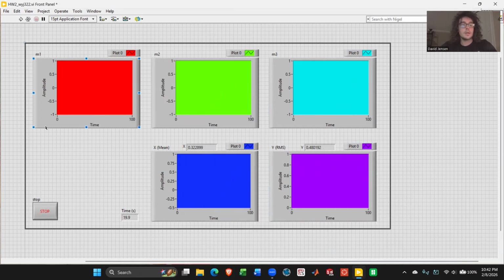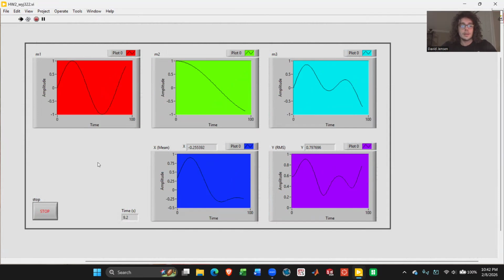Okay, so when we start running, each of these plots will start to update and show the waveform. Each of the numerical indicators will update as the iterations go, and our time will count upwards. And there we go. One thing to note here is that the Y scaling for each of the inputs is from -1 to 1, while the mean is -0.5 to 1, and the RMS is from 0 to 1.